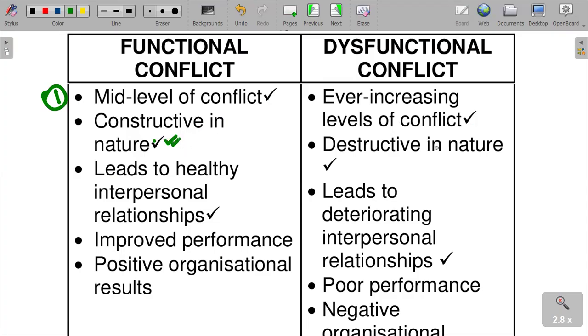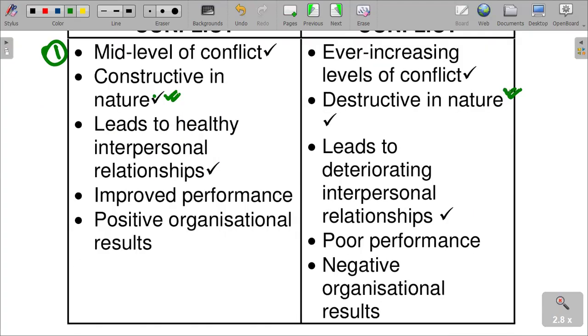And then dysfunctional conflict is destructive. It destroys the organization. Functional conflict leads to healthier personal relationships, while dysfunctional conflict leads to deteriorating interpersonal relationships. So we are saying interpersonal relationships can be destroyed.